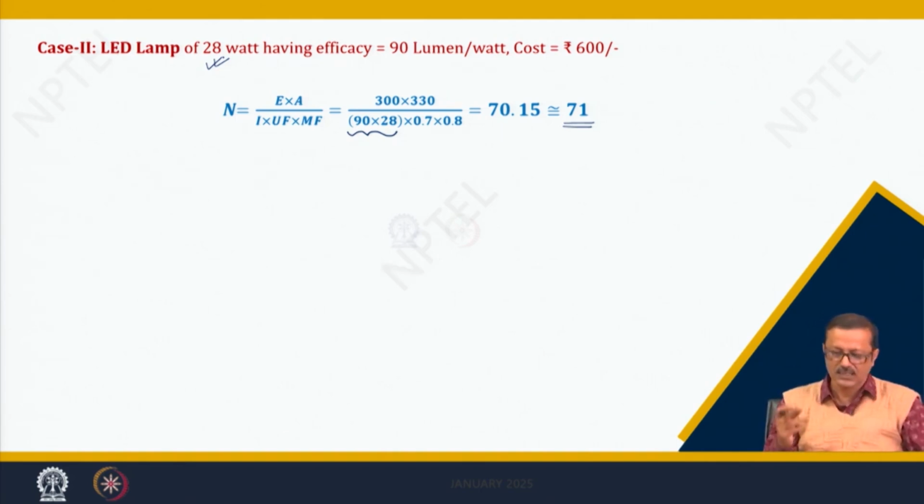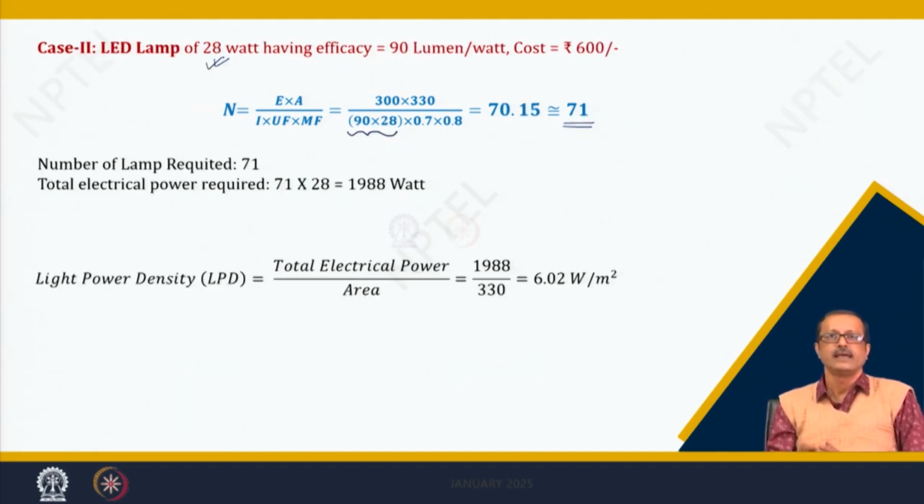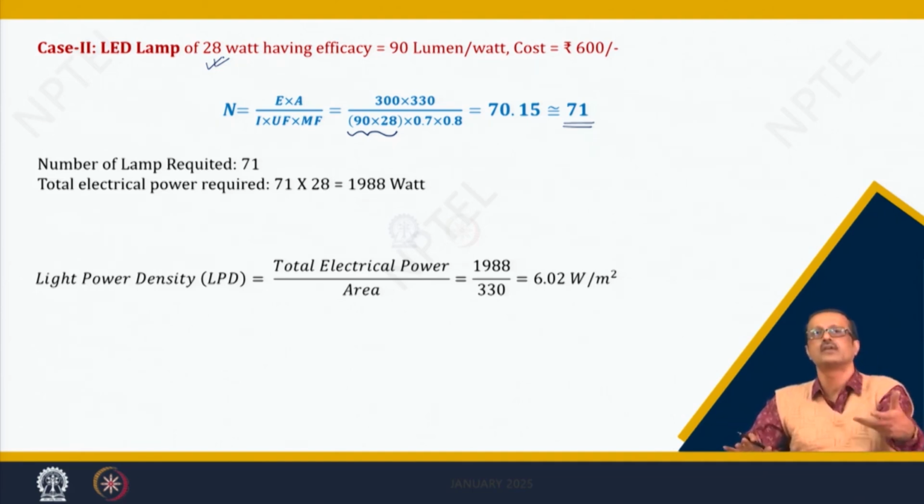Please remember, last case it was 13.45. So, definitely the LED LPD is less. That does not mean that the illumination level is less. In both cases the illumination level is the same, 300. This 6.02 watt per meter square LPD is less because the LED lamp is much more energy efficient. It has a higher efficacy, 90 lumen per watt, whereas the fluorescent lamp has 40 lumen per watt or so.